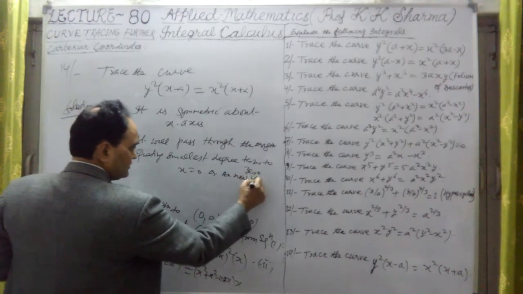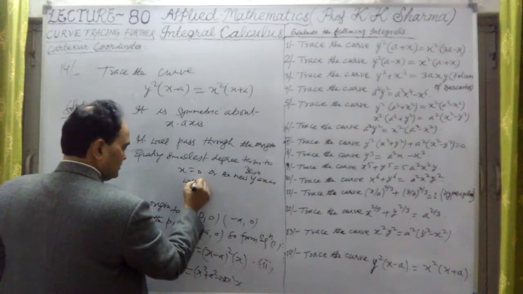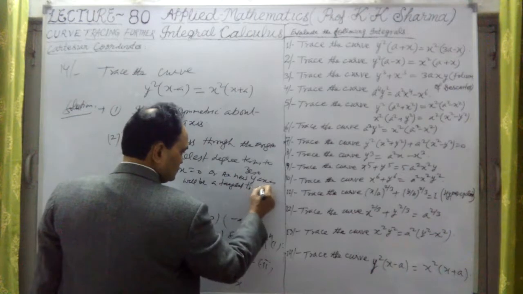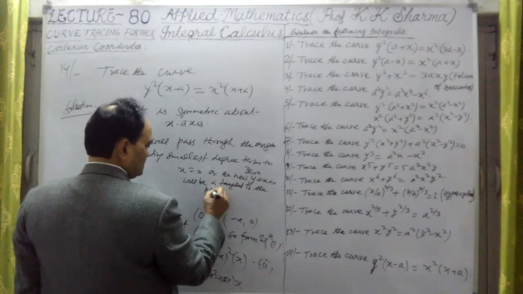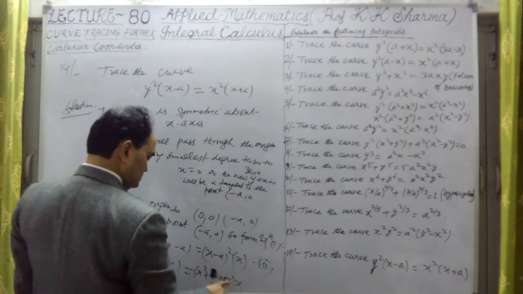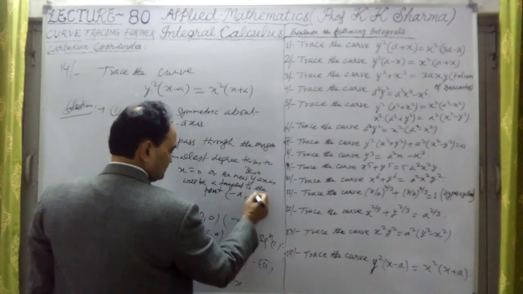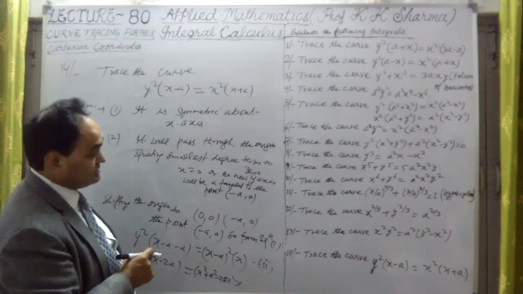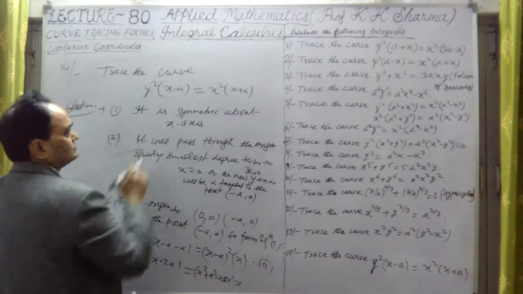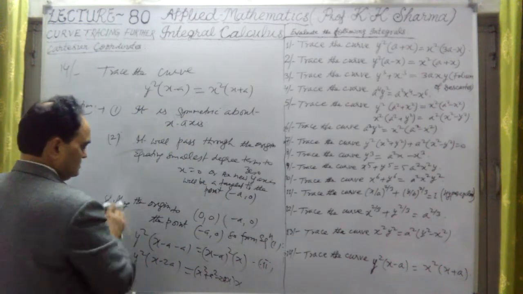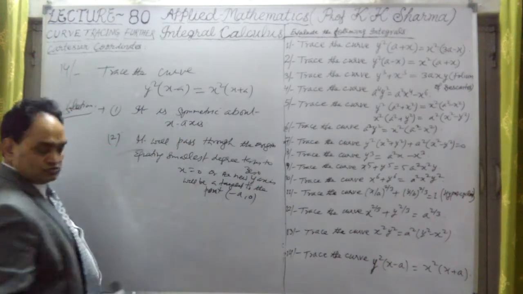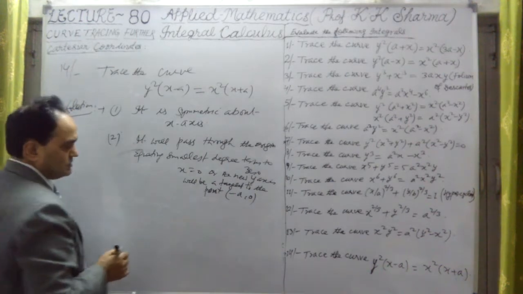The new y-axis will be a tangent to the point, or at the point, tangent at the point minus a0. Is it minus a0 or minus b0? Minus a0. Tangent at the minus a0 it is. Now let me solve the given equation. Minus a0 is one of the points, and let me solve it.